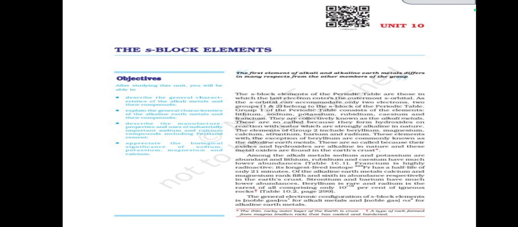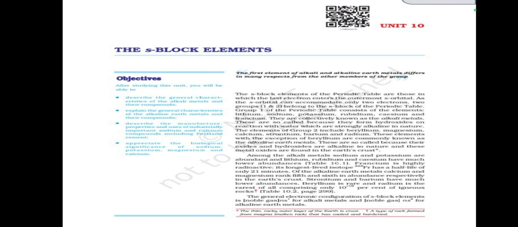The s-block elements of the periodic table are those in which the last electron enters the outermost s orbital. As the s orbital can accommodate only two electrons, two groups, 1 and 2, belong to the s-block of the periodic table.